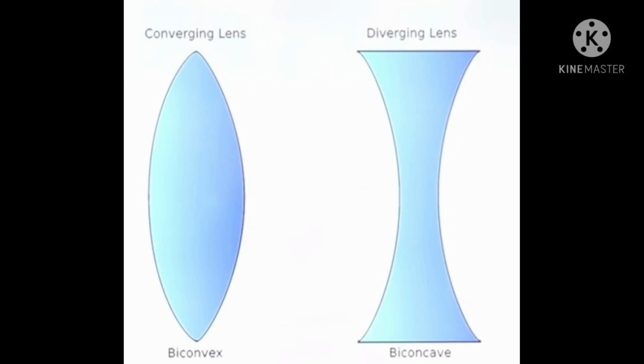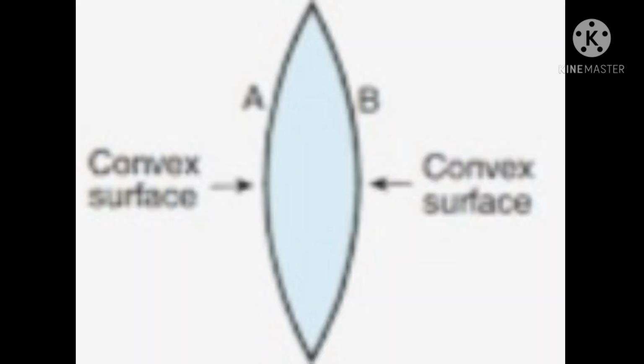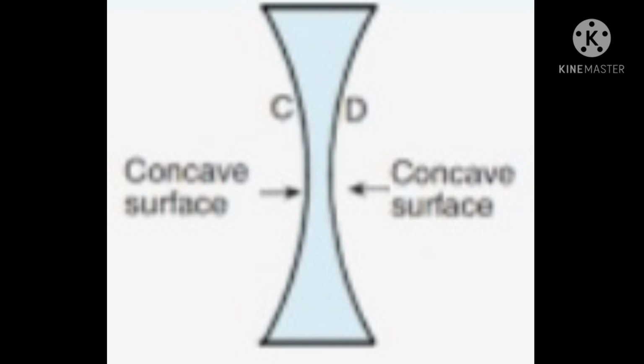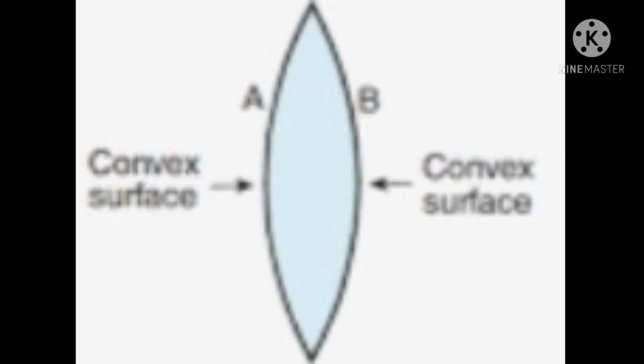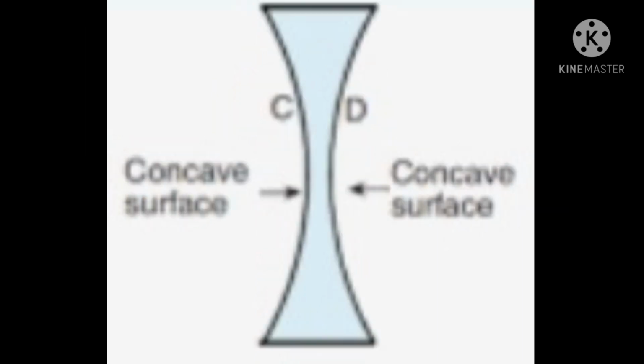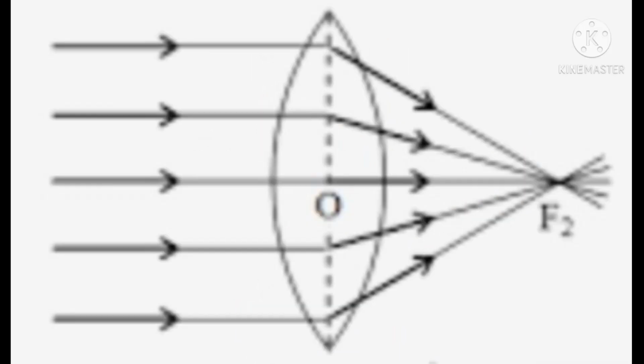Lenses are of two types, convex lens and concave lens. A lens which is thicker in the middle than at the edges is called a convex lens. The lens which is thinner in the middle than at the edges is called a concave lens. A convex lens is a converging lens. When a beam of parallel rays of light falls on a convex lens, the light rays converge to one point called a focus.